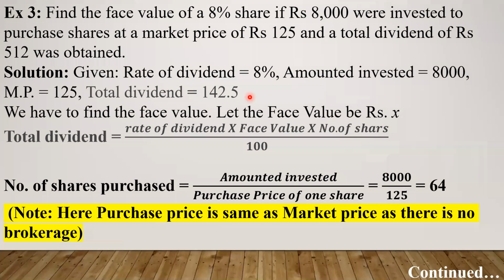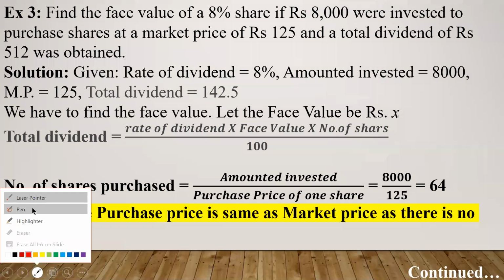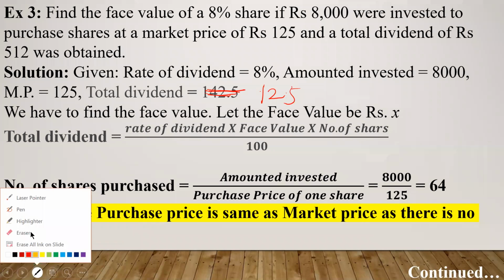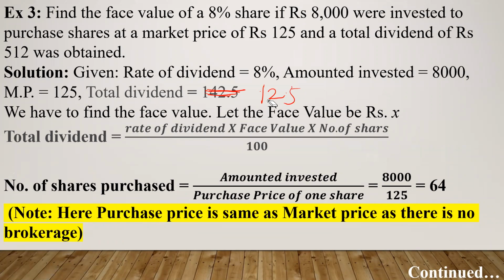So total dividend is 51... Wait a minute. I think something has gone wrong here. It's 125, not 142. Make a correction here. By mistake it is written. So total, I'm sorry, this is 512. So total dividend here is 512. So let us write down correctly. It is 512.